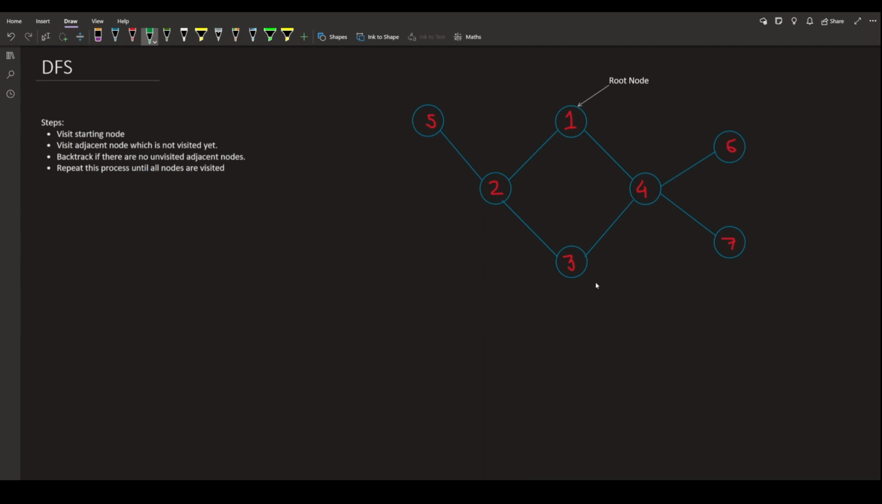Today we are going to explore DFS, depth first search, which is one of the most commonly used graph traversal algorithms. Okay, so let's first quickly go through the steps which are involved in DFS.